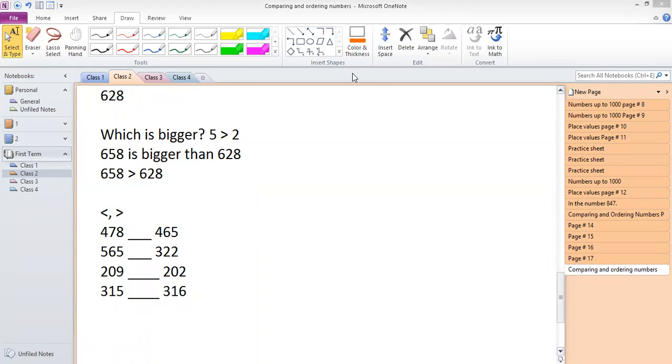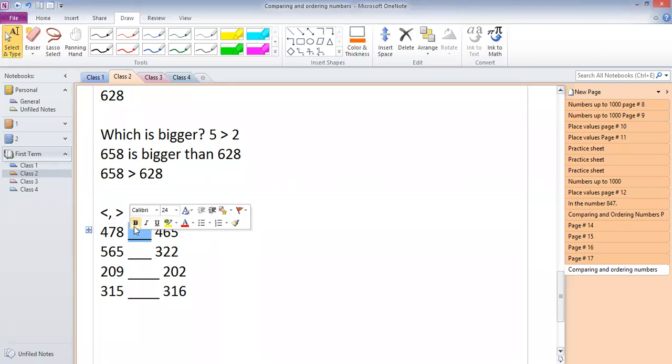All right, guys. So how will you compare first? You will compare the hundreds, 4 and 4 are the same. Then you will compare the tens. 7 is bigger than 6. So to write the greater than sign, I told you, you should open its mouth in front of the bigger number. So 478 is bigger. Open the mouth of that sign in front of the bigger number. So this is the answer. Is it clear, guys?